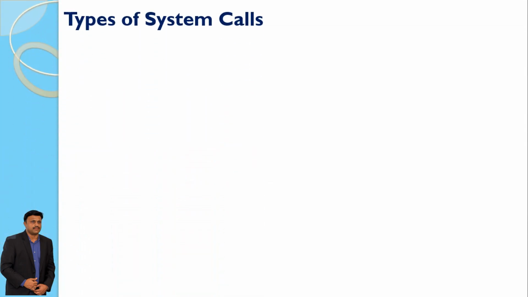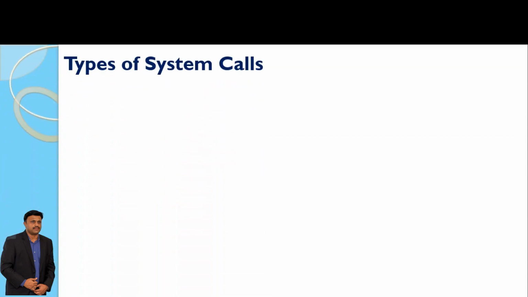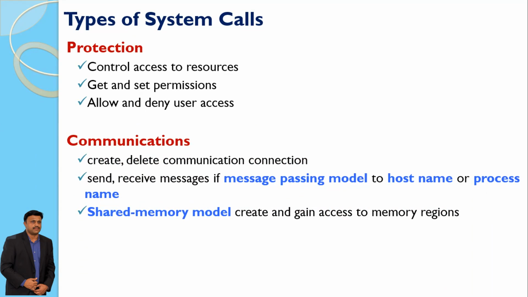Other types of system calls include device management, which handles device requests and attributes, and information maintenance, which manages system data and attributes. System calls are essential for managing various operations in an operating system. They can be categorized into protection, which controls access to resources and user permissions, and communications, which handle the creation and deletion of communication connections, message passing, and shared memory models.